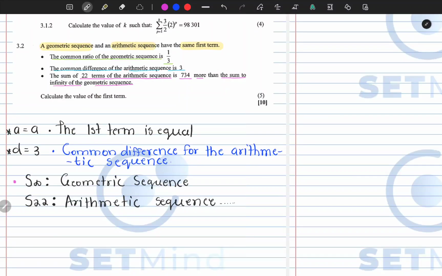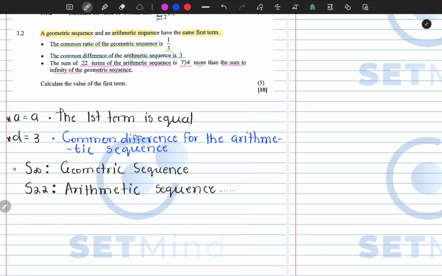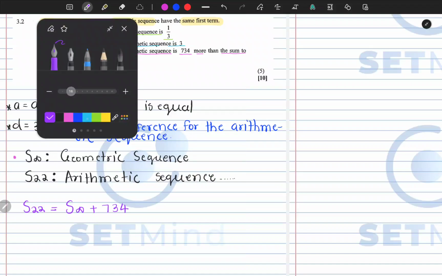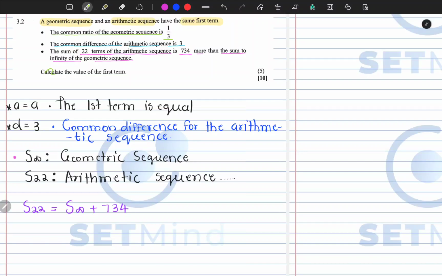So if you look at our statement, it says that the sum of the arithmetic sequence is 734 more than the sum of the geometric series, which is the geometric sum to infinity. So what this means is that our S22 will be the same as the sum to infinity plus that 734. This is what that statement means. And lastly, we need to calculate the value of the first term.